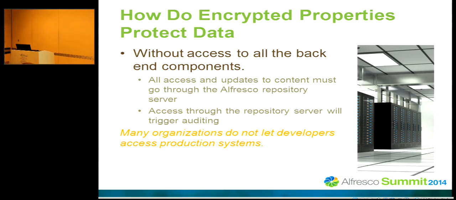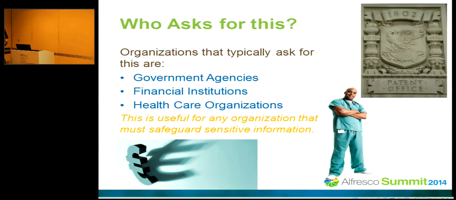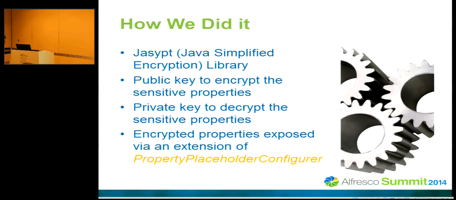If we encrypt the data, and limit access to the back-end components, then we can keep one rogue developer from doing all of this. The way that we do it is by encrypting the properties so that they can't get access to the file system and to the database. Who's asking for this? We have government agencies asking for this, financial institutions, healthcare organizations. Any organization that has sensitive data is asking for this.